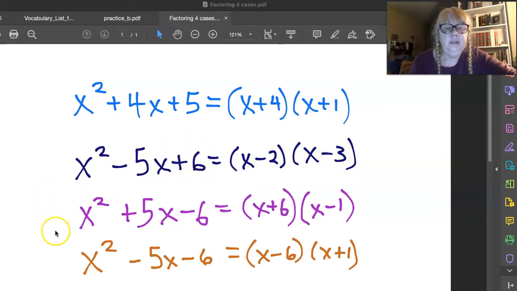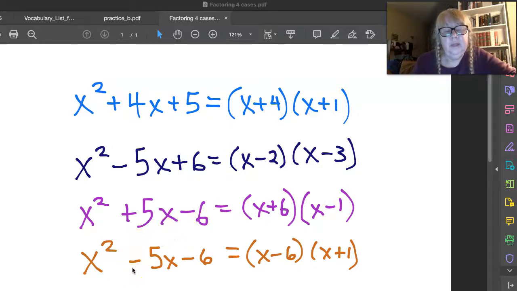The third case, we have a plus on our linear term and we have a negative on the constant. We have to have a positive and a negative, and the positive will have to be the larger number. 6 times x gives us 6x. Negative 1 times x is minus x. 6x minus x gives us positive 5x. And then 6 times negative 1 gives us minus 6.